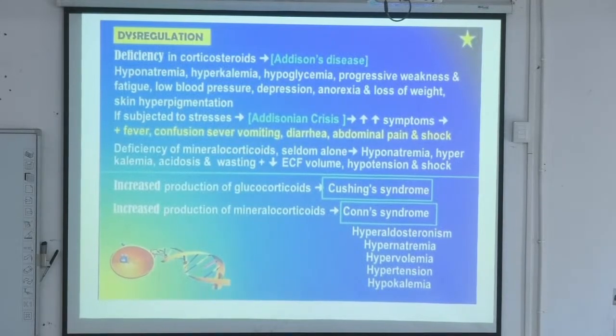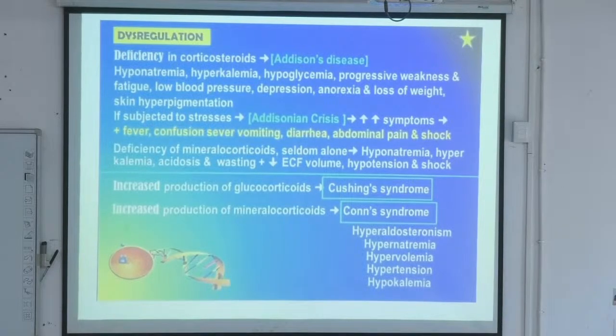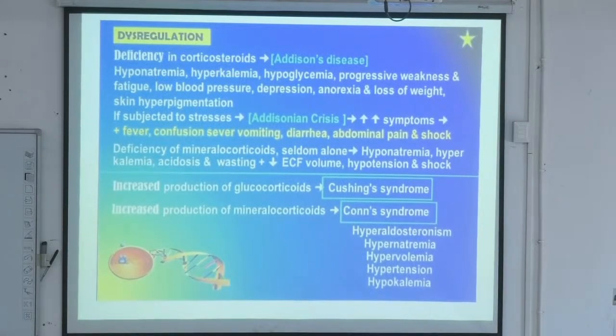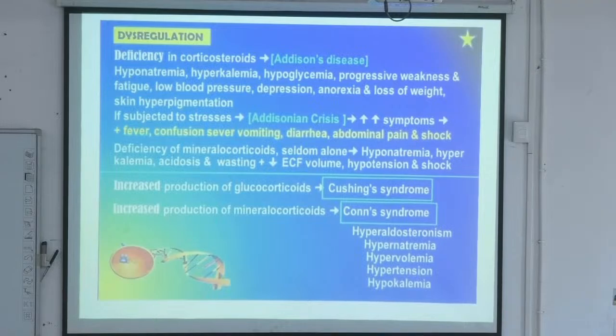In Cushing syndrome, because of excessive steroid hormone, excessive glucocorticoid, the patient becomes round and a lot of problems occur in the body. That is Cushing syndrome, excessive glucocorticoid. And if there is excessive mineralocorticoid, another syndrome develops called Cohn's syndrome.